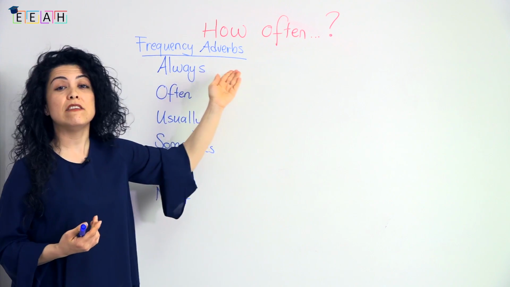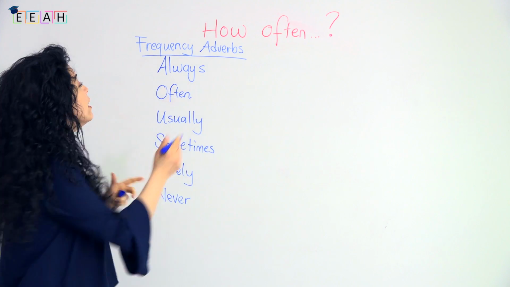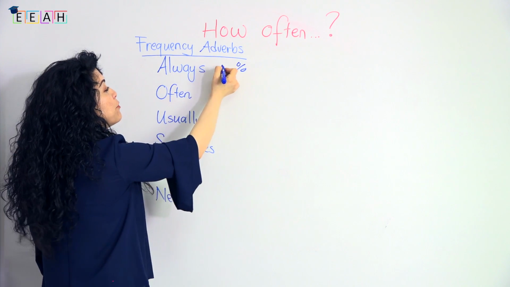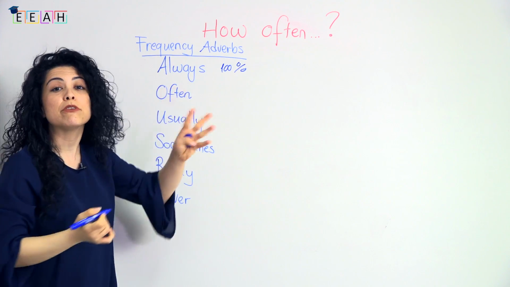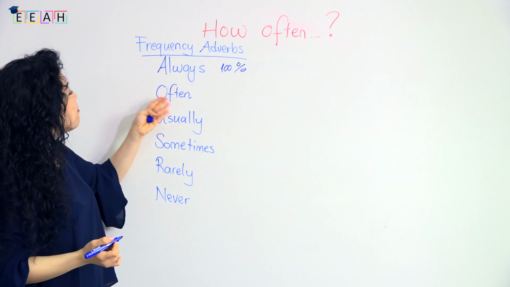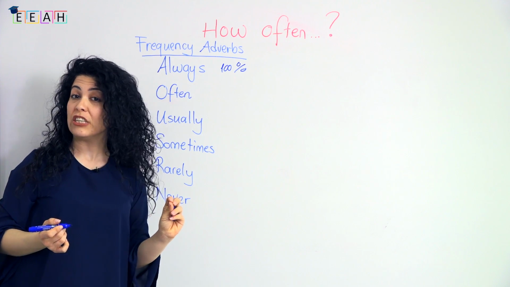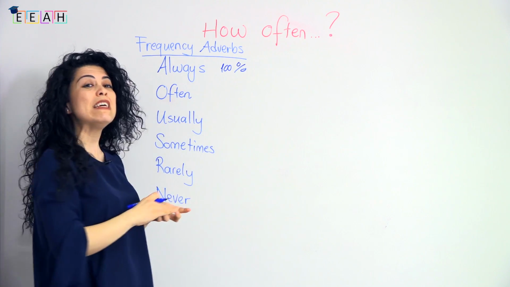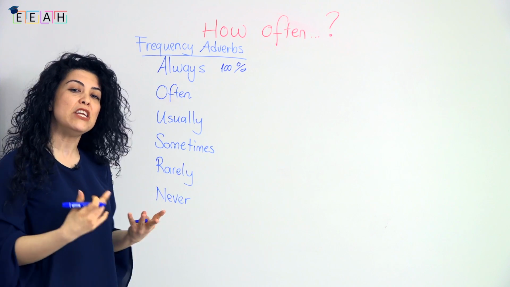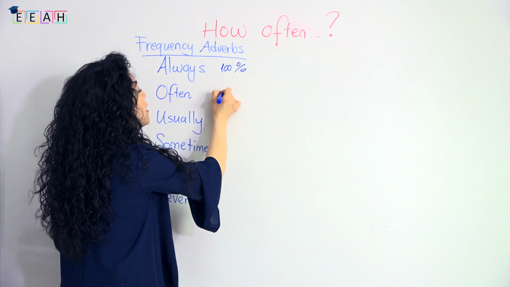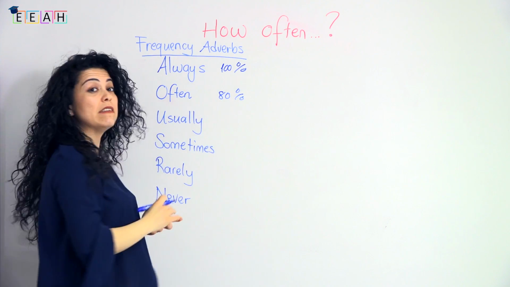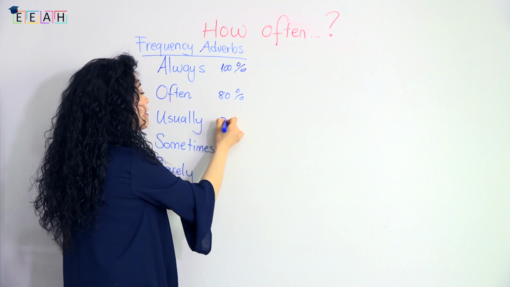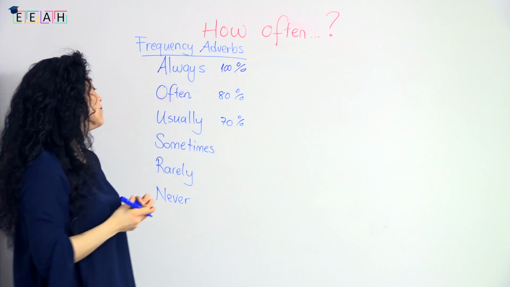I always drink coffee. So, if you're doing it always, and you want to understand the meaning in percentage, let's say 100% every day. What about often? Or you can say often. Both ways are correct. What does that mean? Often means you do it not every day, but many times. So let's say 80%. What about usually? You usually do it. Slightly less than that. So 70%.